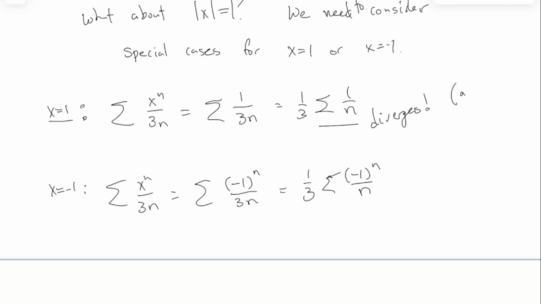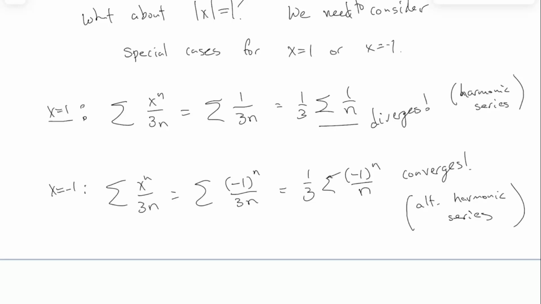That one diverges because this is the harmonic series, and you should just remember the harmonic series diverges. And this one converges because it is the alternating harmonic series, and you should remember that that one converges. It converges to the natural log of 2, but I don't care if you remember that. Just the fact that it converges or diverges. All right? And so, now we've considered all possible cases.